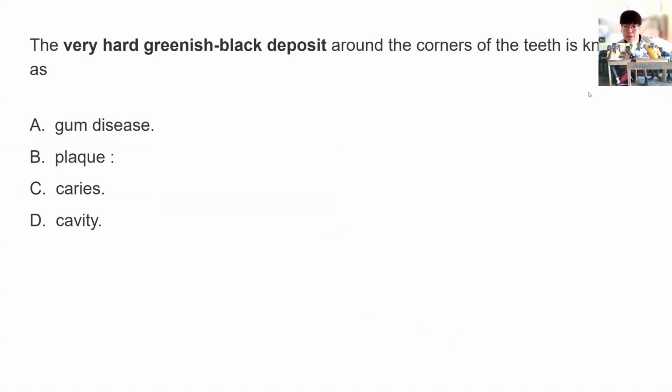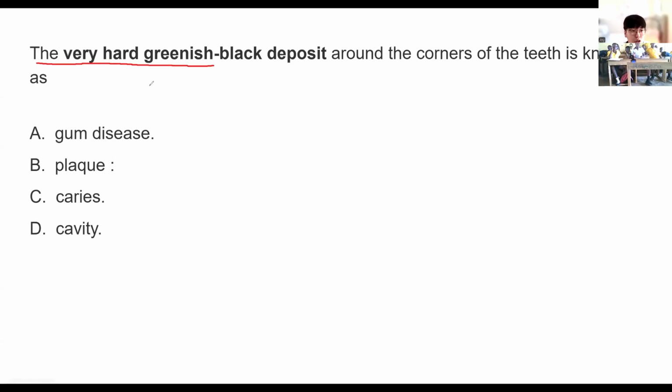Now let's move on to a little bit of our teeth and what sorts of disease, not really disease, but troubles our teeth can have. So the question is, the very hard greenish black deposit around the corners of the teeth is known as what? What do you think the name is?